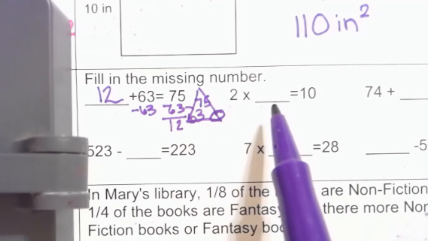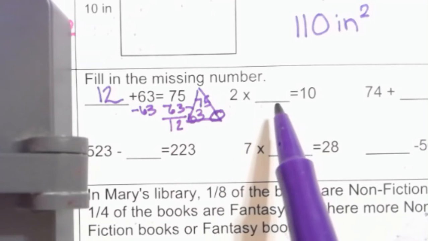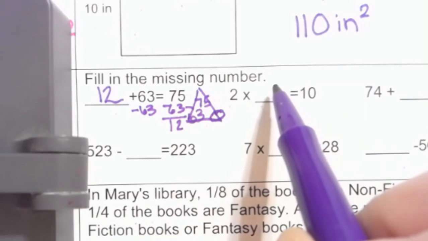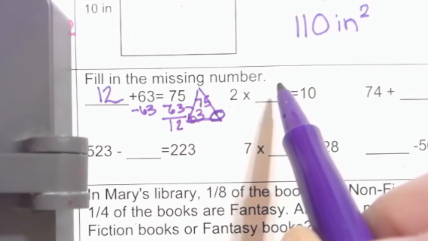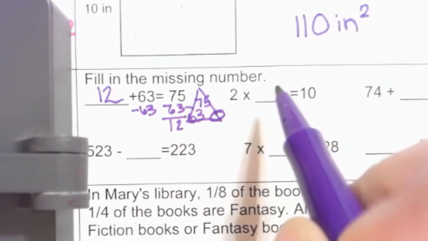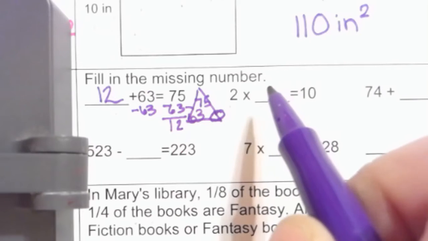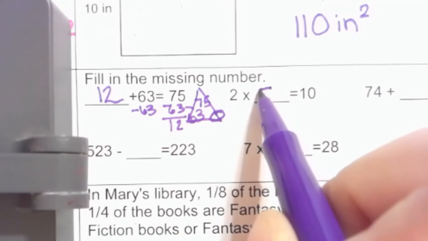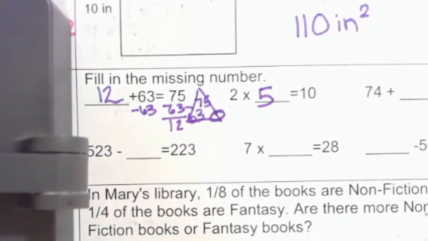All right, here we go. We have a missing factor this time. 2 times some number is 10. Count by 2s. I was trying to think of a trick. Count by 2. 2, 4, 6, 8, 10. 5 of them. 5 twos.